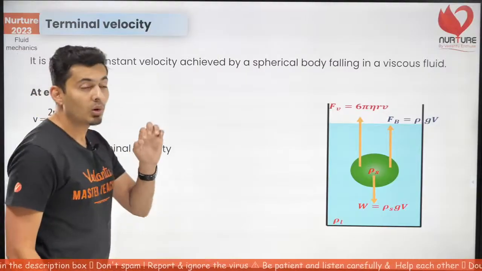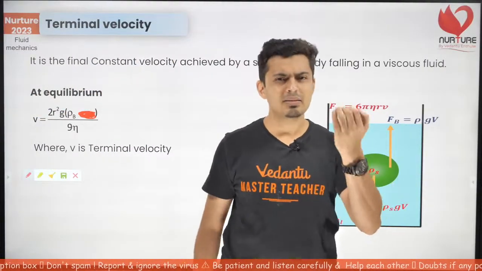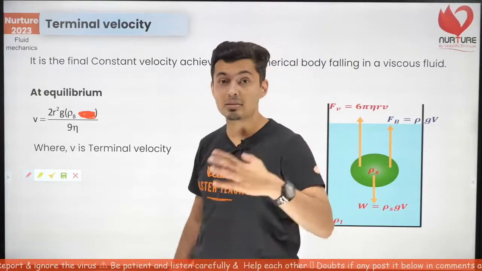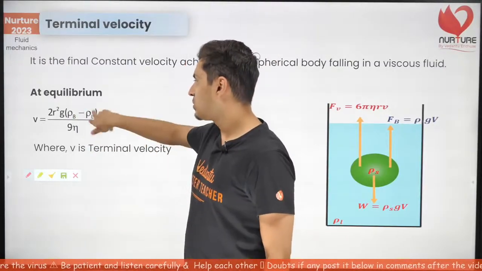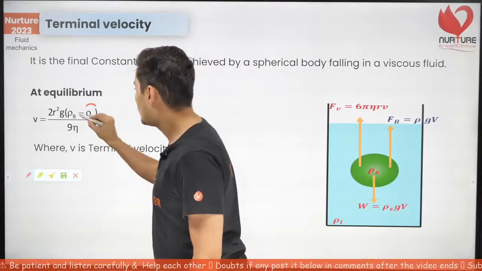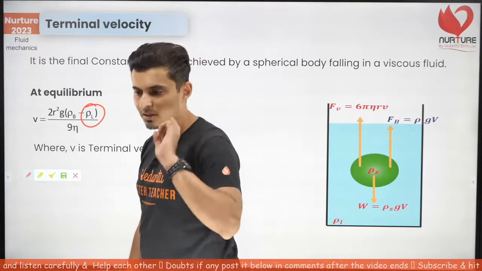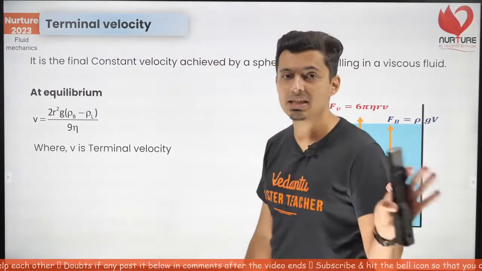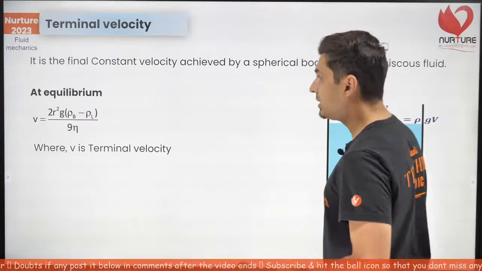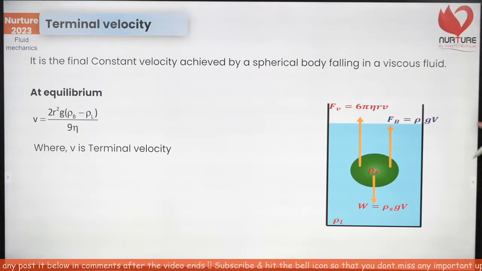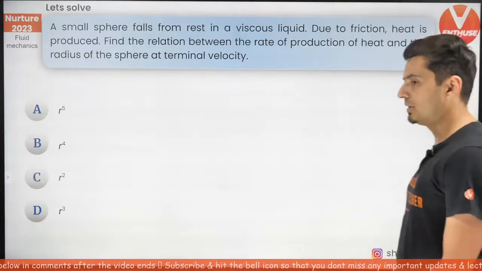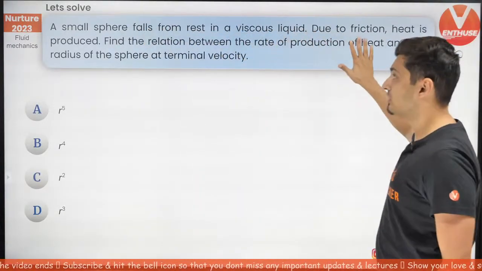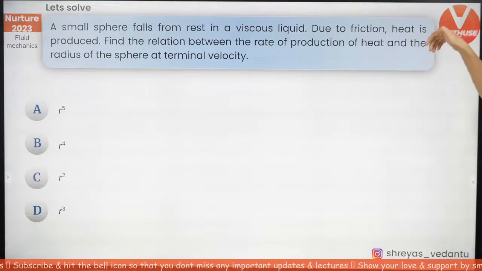So if you see that the outside density is very less, like air, then you can neglect it. But if the outside density is more, then you cannot neglect it. So buoyant force cannot be neglected. So density of liquid will also come. Understood? So you need to remember this. Direct questions do come in JEE Mains as well as Advanced. You need to know this. Got it? Very good. A small sphere falls from rest in a viscous liquid.